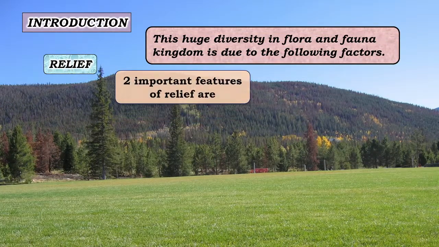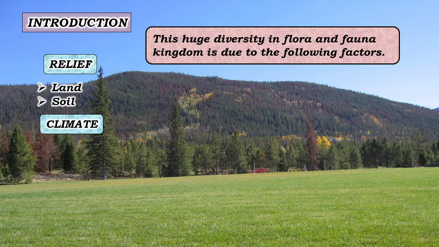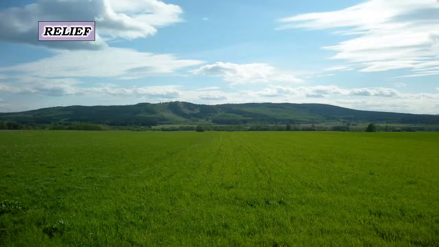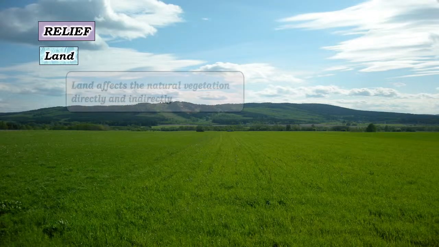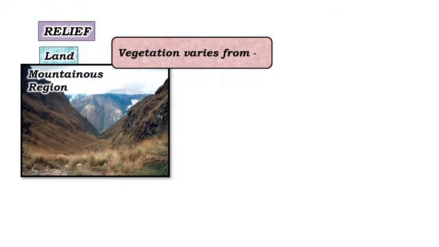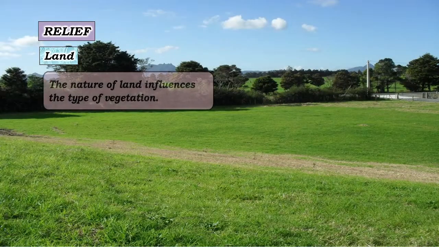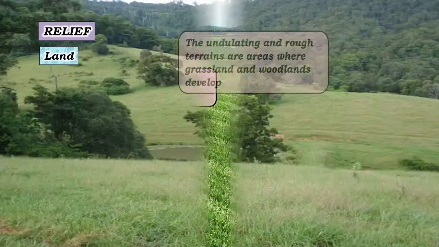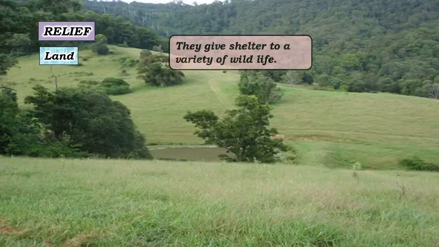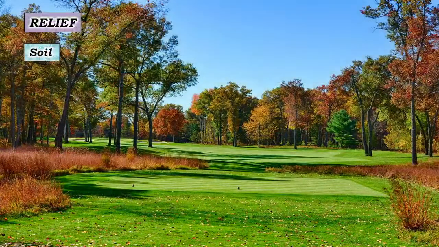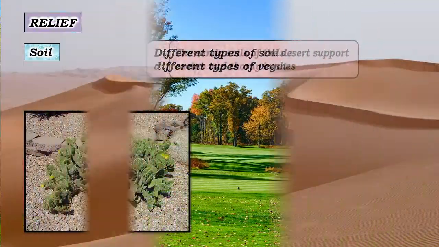Mountain. Okay, we have land and soil, climate, three important features: temperature, precipitation, and photo period. So these all are the factors for the plants and animals. Mountain regions, plateau region, plain region. We have different animals. Next, land fertility. So these all are the factors where the plants and animals variations will be there.